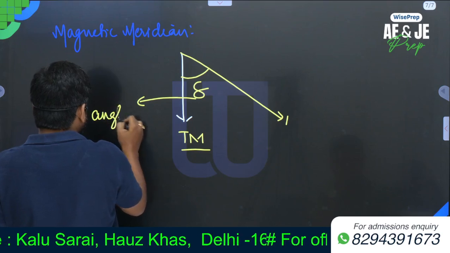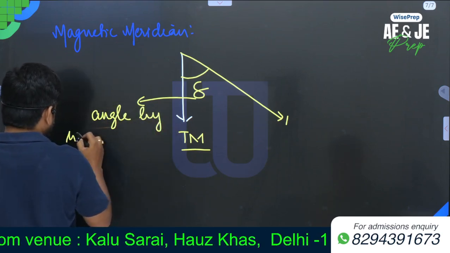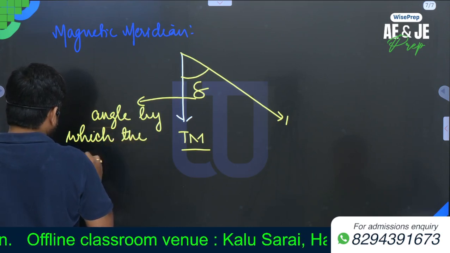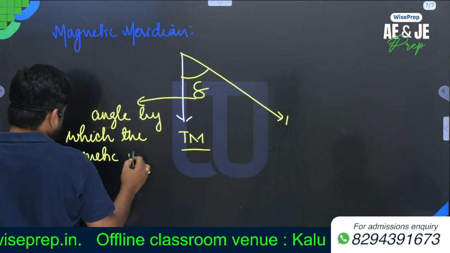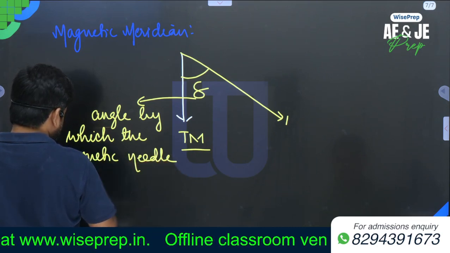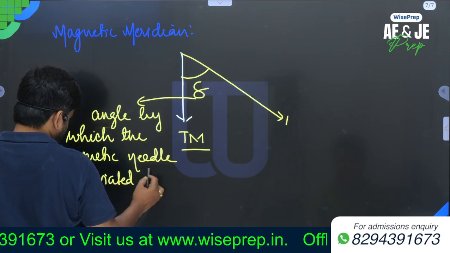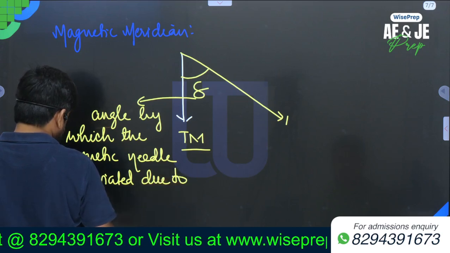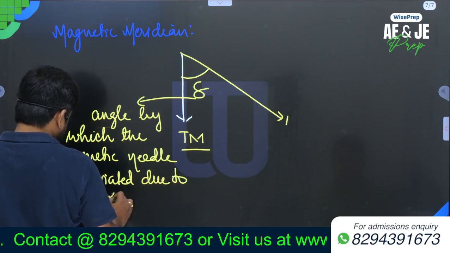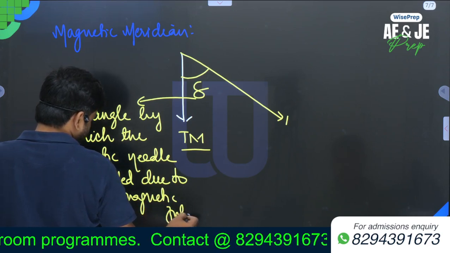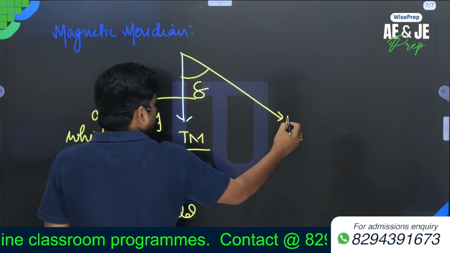This is the deviation angle by which the magnetic needle is deviated due to the Earth's magnetic field. All right.